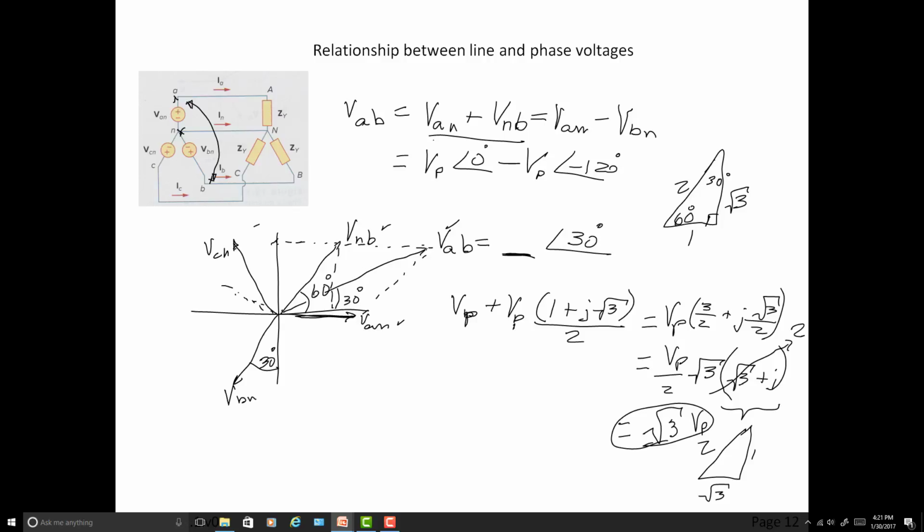So VAB, as a function of the phase voltages, so the line voltage, by line voltage we mean line to line, as a function of the phase voltage, has an angular shift of 30 degrees, you see it here, and a magnitude increase of square root of 3. Okay? Good things to know.